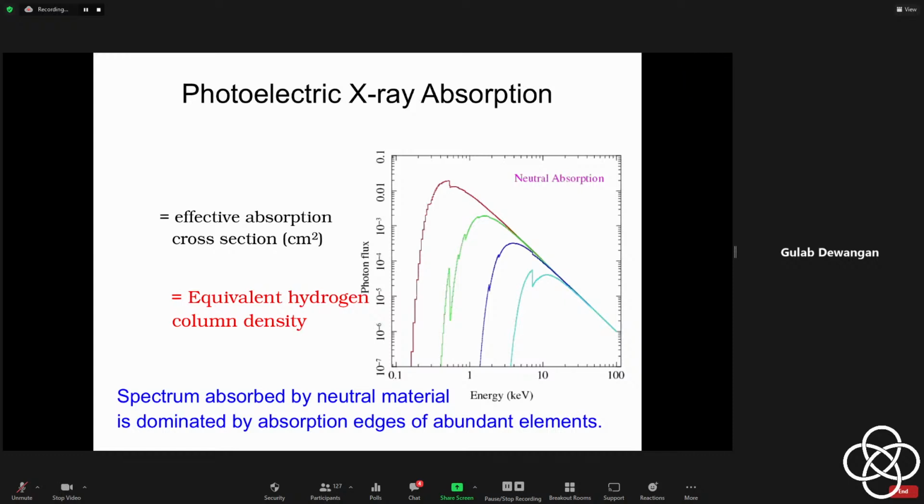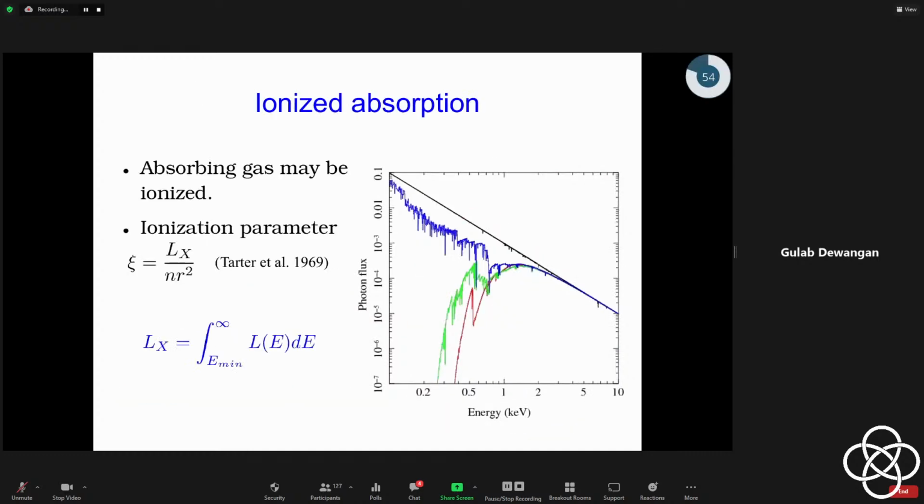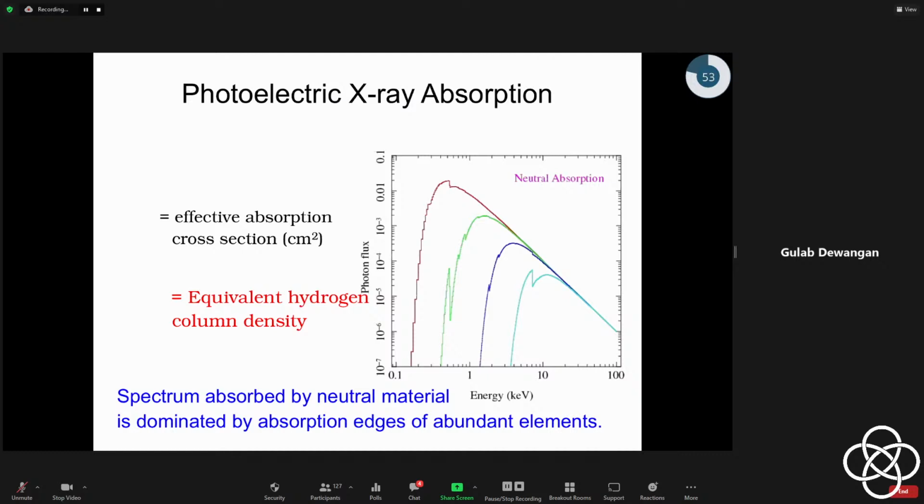So how does the photoelectric absorption work? Okay, I think a few things are missing here. Okay, but let me explain. So look at this figure.